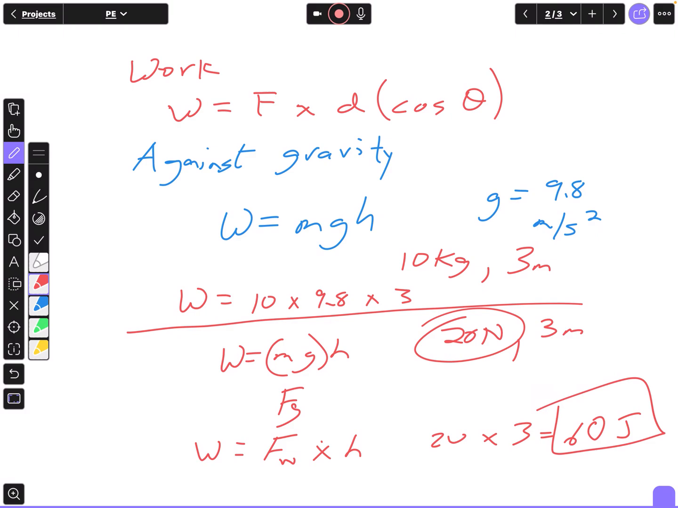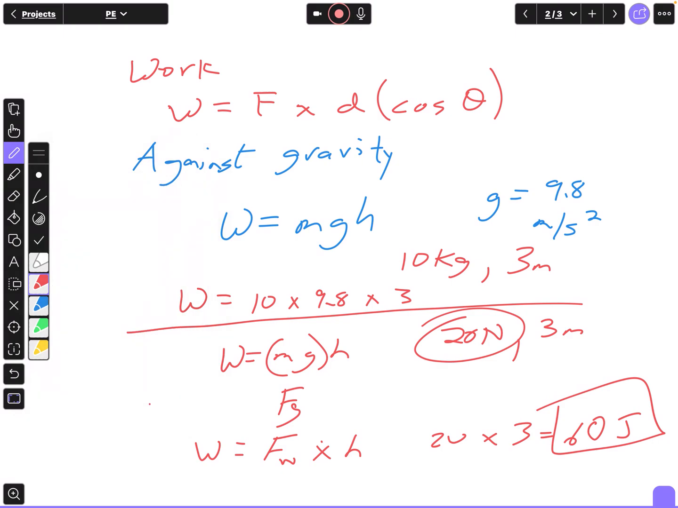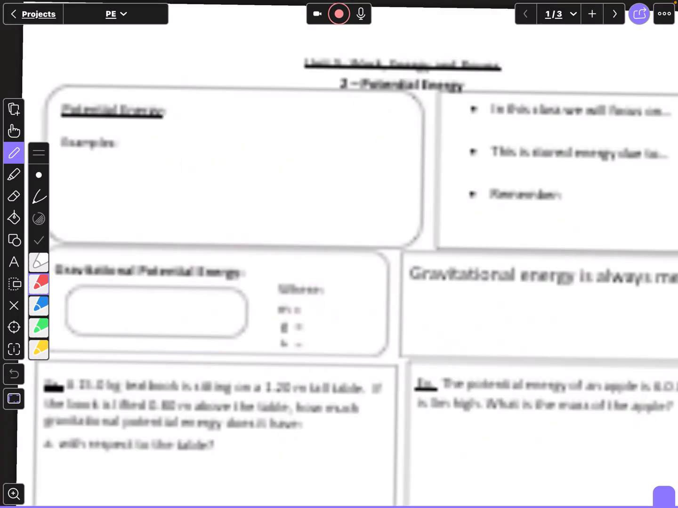Well, that's going to lead us into today's lesson because we're talking about energy. We have two forms of energy. We have potential energy, which is stored energy, and then we have kinetic energy, which is energy in motion. And the equation we're going to use for potential energy today is mgh, the same as this equation right here, because work and energy are related. Actually, the definition of energy is the ability of something to do work.